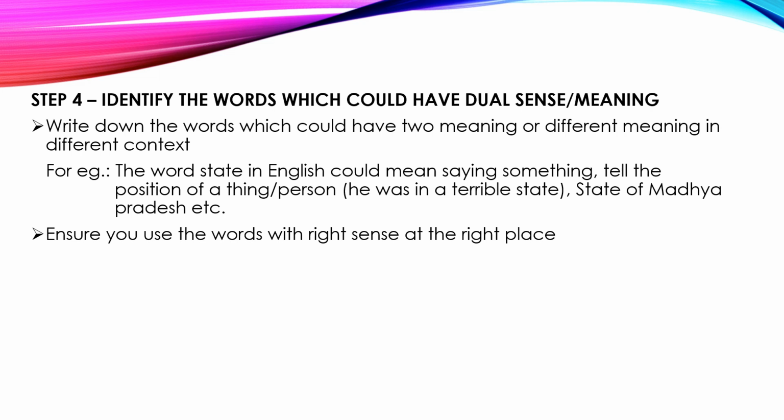The other meaning could be you are trying to explain or tell the position of a thing or a person. For example, he was in a terrible state. Here, you try to explain his position. And the next could be state of Madhya Pradesh, state of Punjab, state of Tamil Nadu. It could be referring to a state inside the country of India.